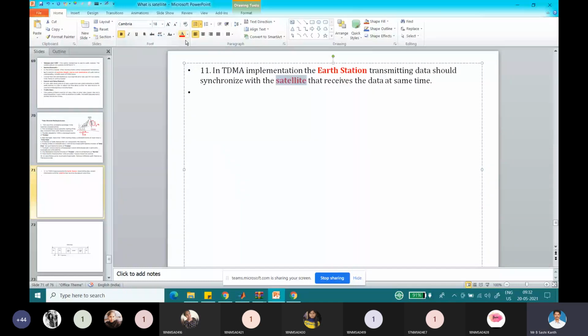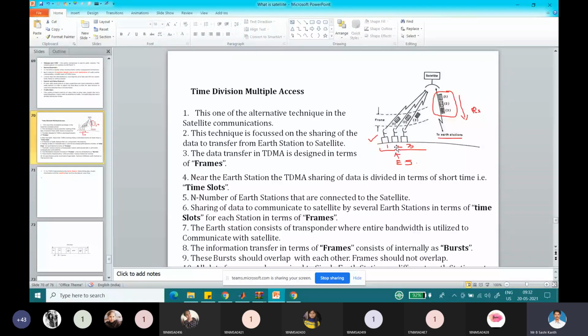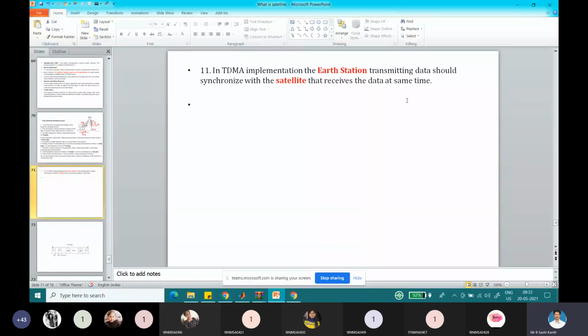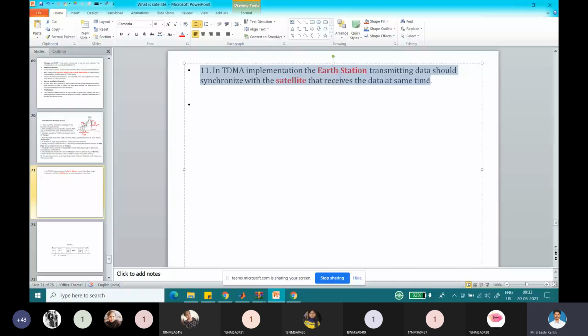And only then can you have the data received at the satellite at the same time. So this is the point I'm discussing. As I'm saying here, the data is being given in terms of frames from the earth station to the satellite. So the satellite and the station should synchronize, so that we can have the data transfer simultaneously. That is what I want to discuss here.